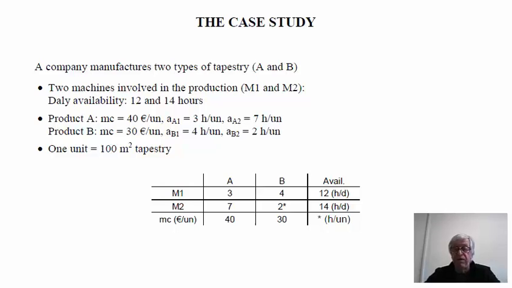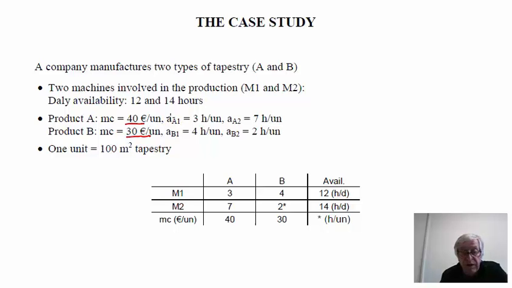So we have information related with the profitability, which we measure through a variable that we call contribution margin. So contribution margin of A is 40 euros per unit, while contribution margin of B is 30 euros per unit. 1 unit is 100 square meters of tapestry.